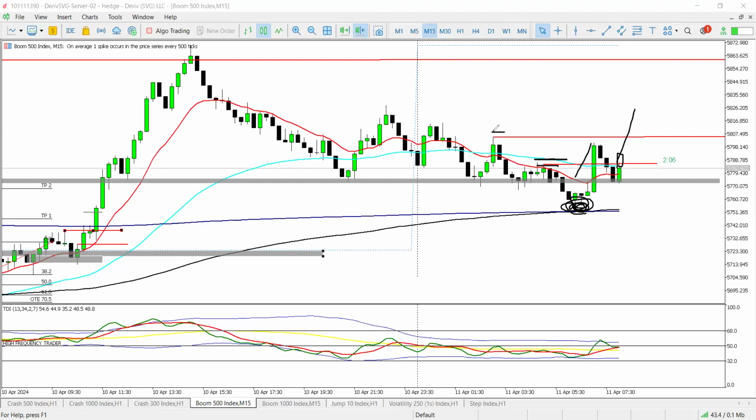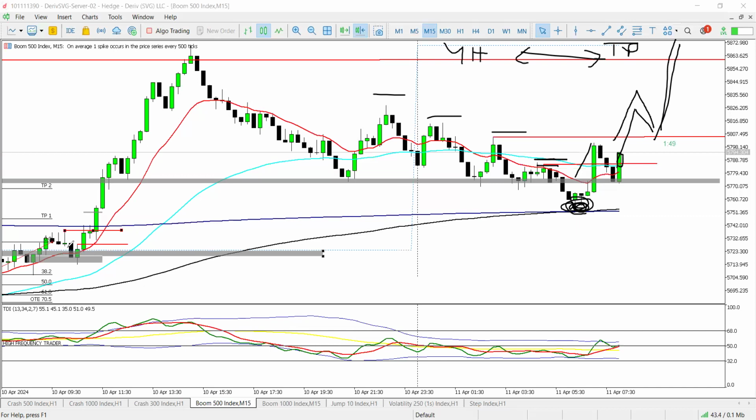If we break these structures again, then if we get a pullback, that will become a high probability buy for a take profit around yesterday's highs. That will be a high probability setup if it plays out that way. So let's see what's going to happen. Right now we are above this zone, and the current candle will close in 2 minutes or less. So I can add one position right now.